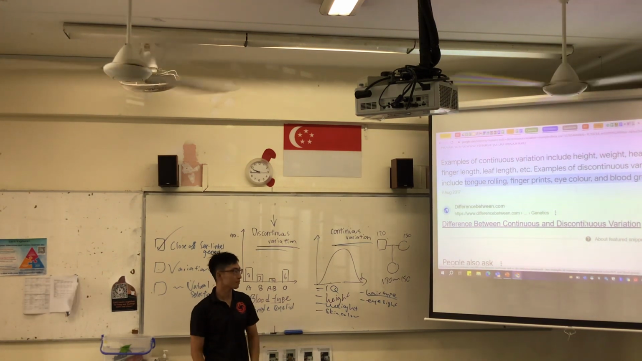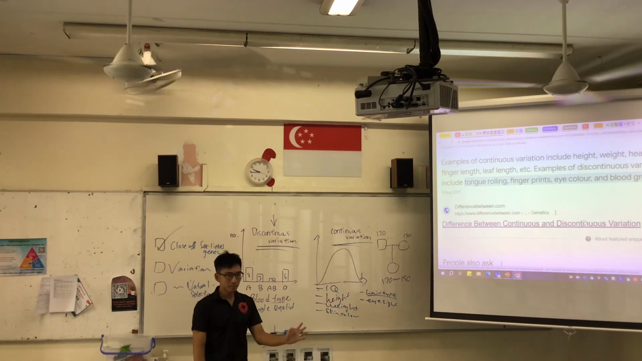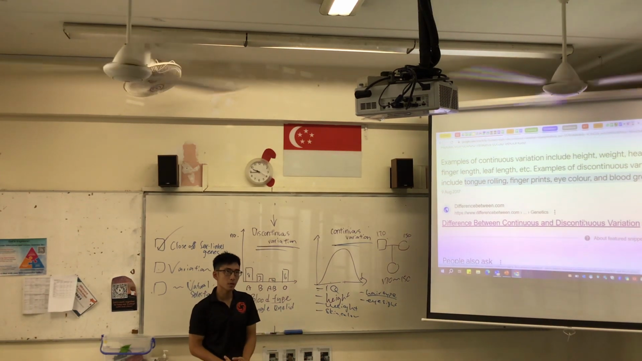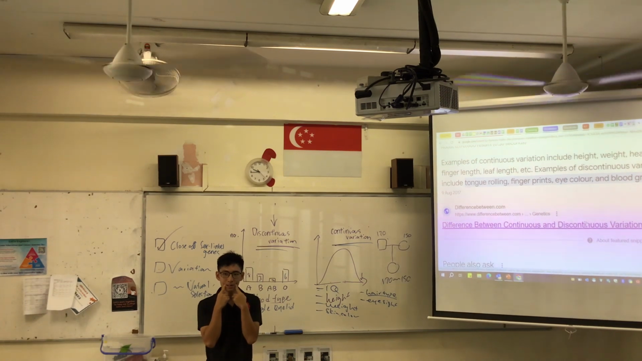Cannot roll also. Okay. Eye color, blood groups. Another one. How many of you have dimples in your smile?